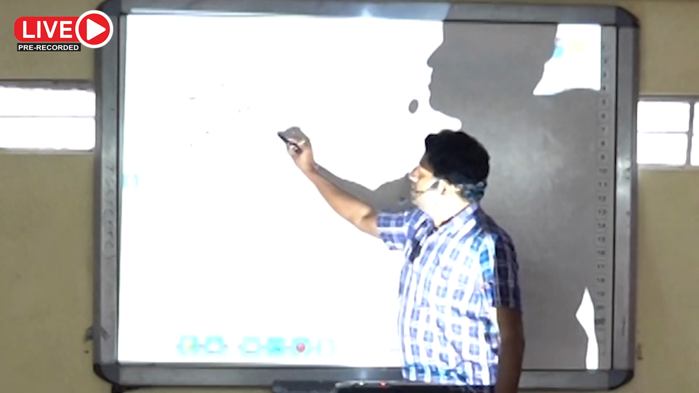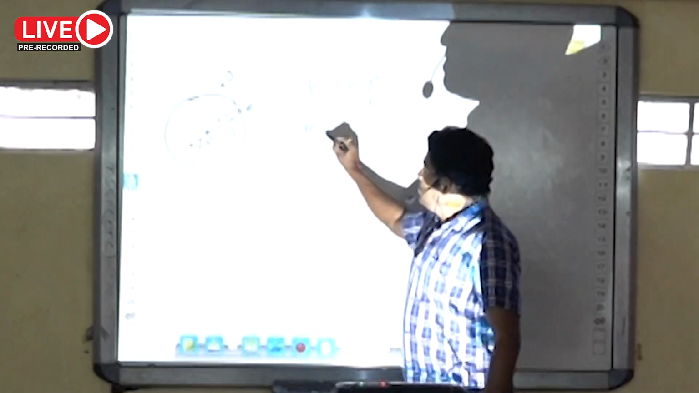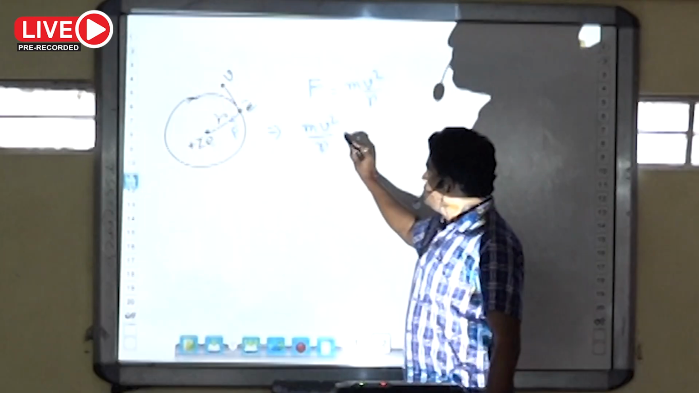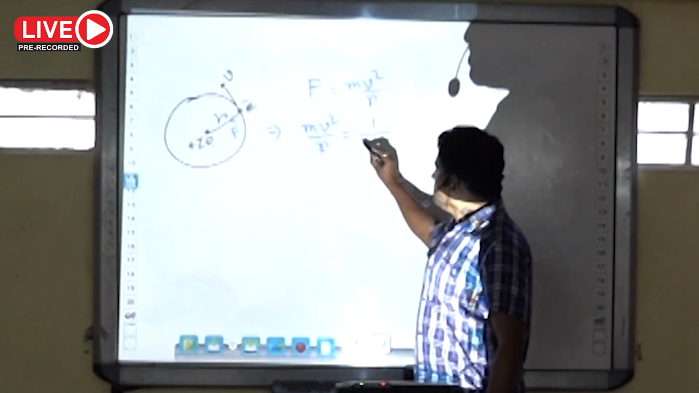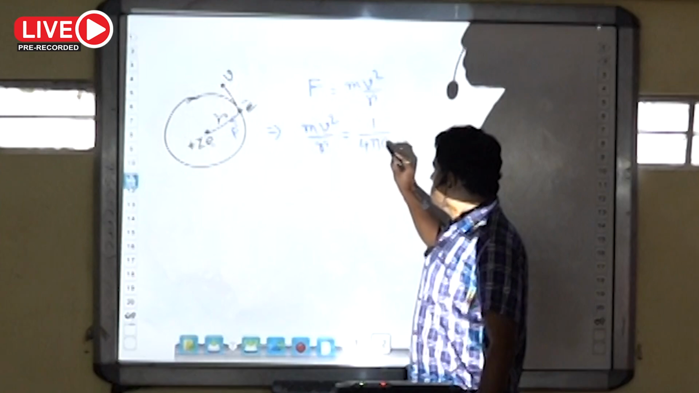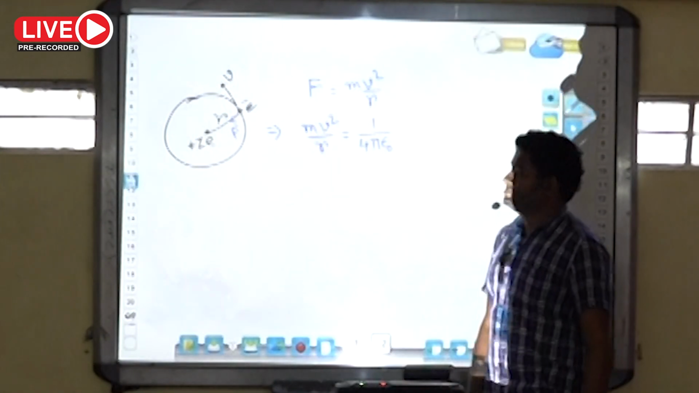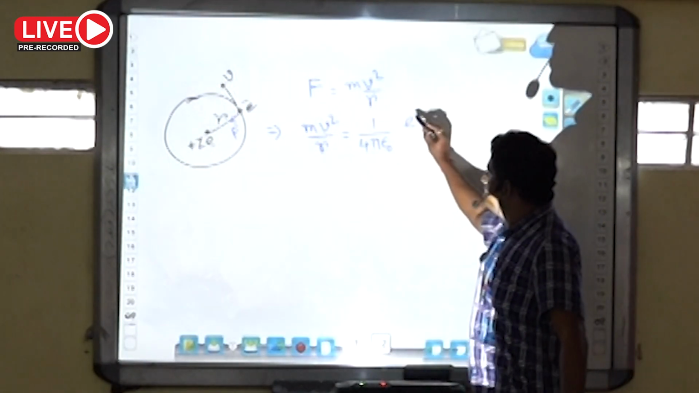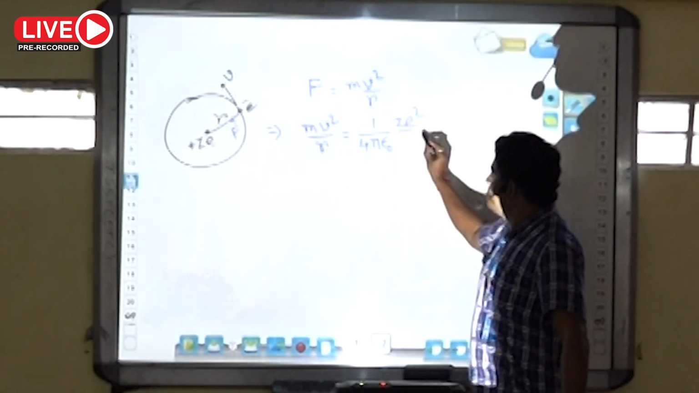Now I can write mv square by r equals 1 by 4 pi epsilon naught, e square Z square by r square.